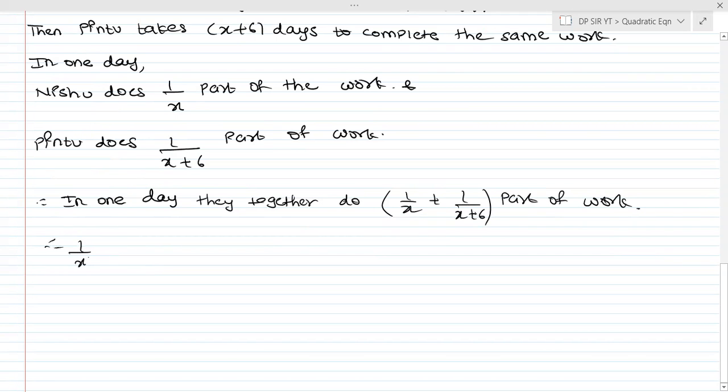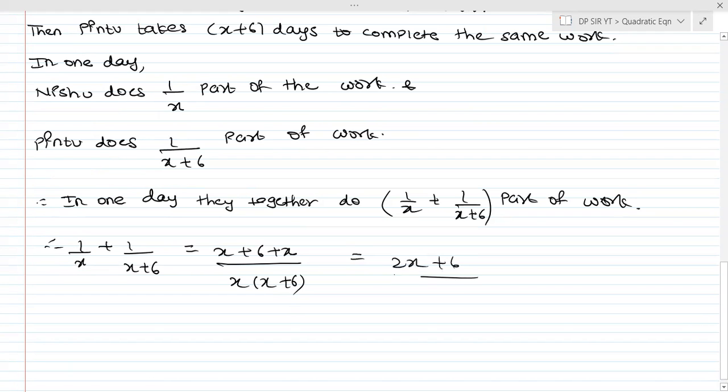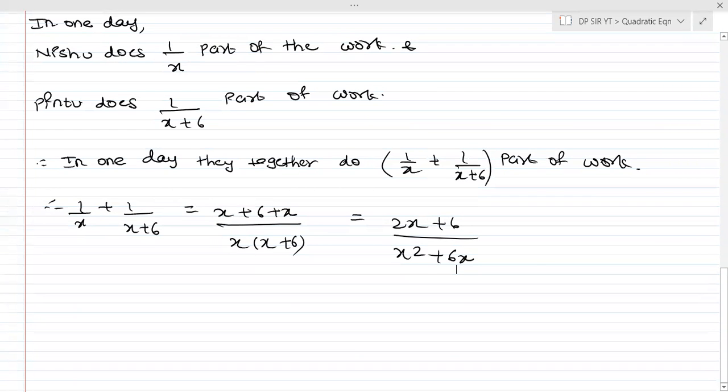Here we have just assumed the variables and we are solving according to it. So 1 upon x plus 1 upon x plus 6 is equal to x plus 6 plus x upon x into x plus 6, which is equal to 2x plus 6 upon x square plus 6x. I have just solved. Okay. So now total number of days taken by them together to complete the work is itna.